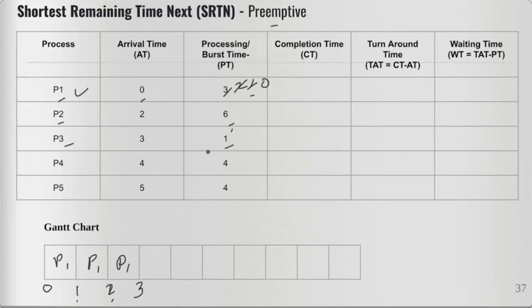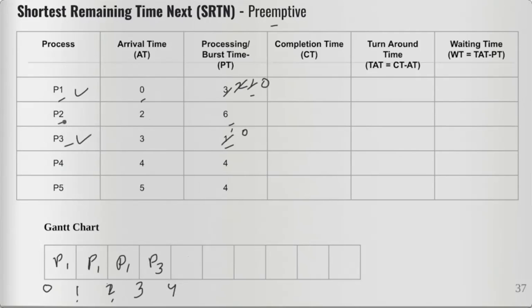P3 has the shorter processing time. That's why we bring P3 in. We run it for 1 unit, so this becomes 0. P3 is done. It's finished its execution at unit 4. Which are the other processes?